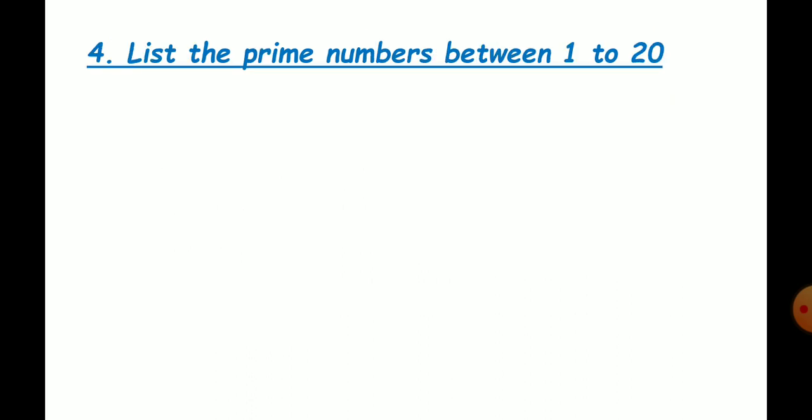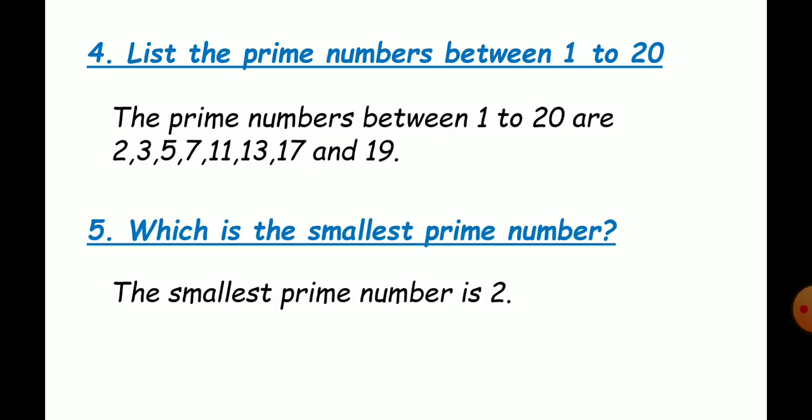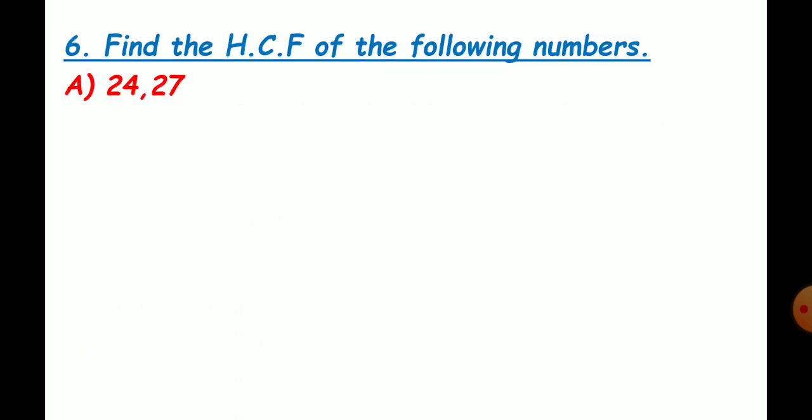Now, list out the prime numbers between 1 and 20. You have to find the prime numbers from 1 to 20 and then write them. Consider this as a homework sum and you can do it by yourself. I've also given the solution, but still you can do it by yourself. Next, find the HCF of the following pairs of numbers.